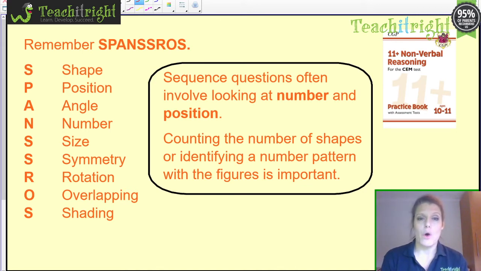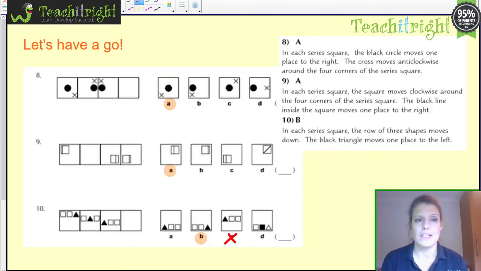Sequence questions often involve looking at number and position. So very often, 2 or more of these will come into play for any one question type. You might be looking at the number of shapes that there are in a box and the position that they're in. And that's what we were just looking at with these 3 taster questions here.